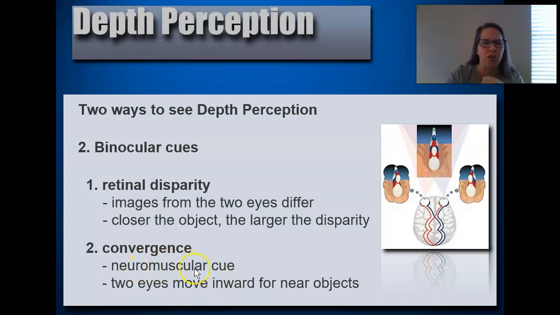The second binocular cue is convergence. This is really your muscles doing this for you. As you are focusing on an object that is very close to your face, your eyes move in closer to each other. This is automatic. This is not something that you have to think about doing. Our eyes and our brains automatically do this for us when we are trying to focus on something that's very, very up close to our face.